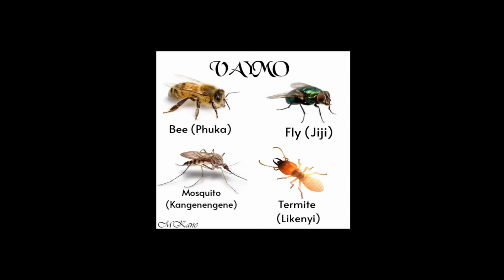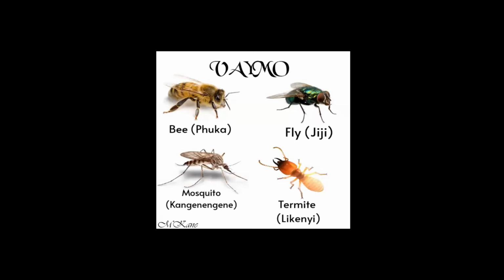Tungenengene. That's the plural form of kangenengene, which is one. Then tungenengene as the plural form. So kangenengene na tungenengene.